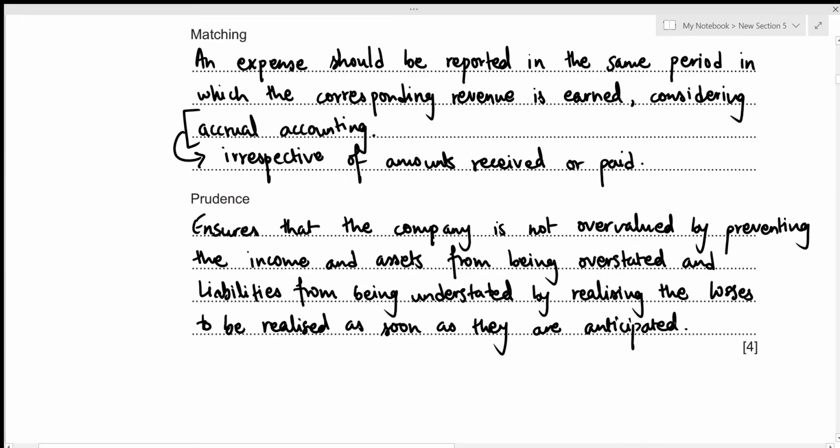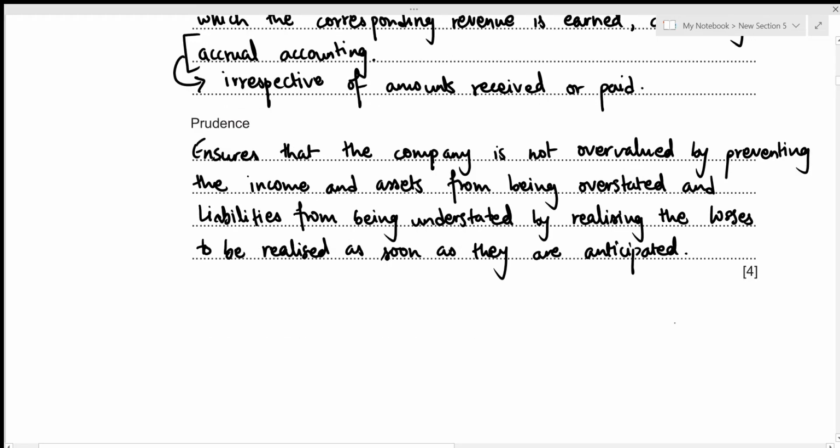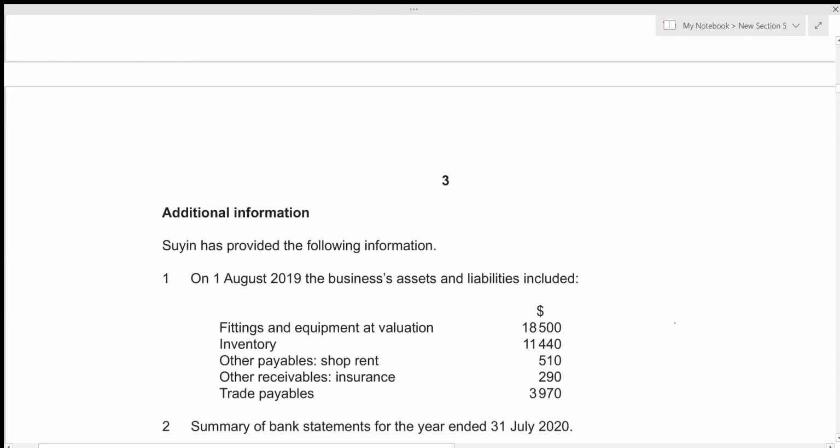So one example for an anticipated loss may be a provision for doubtful debts, right? It might happen in the near future, so we already realize that loss at today's date. All right, this completes the second part. Let's move on to the third one.